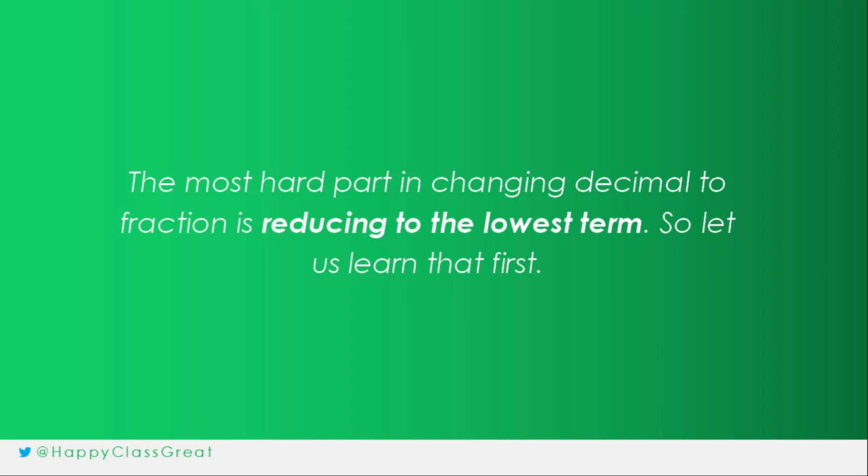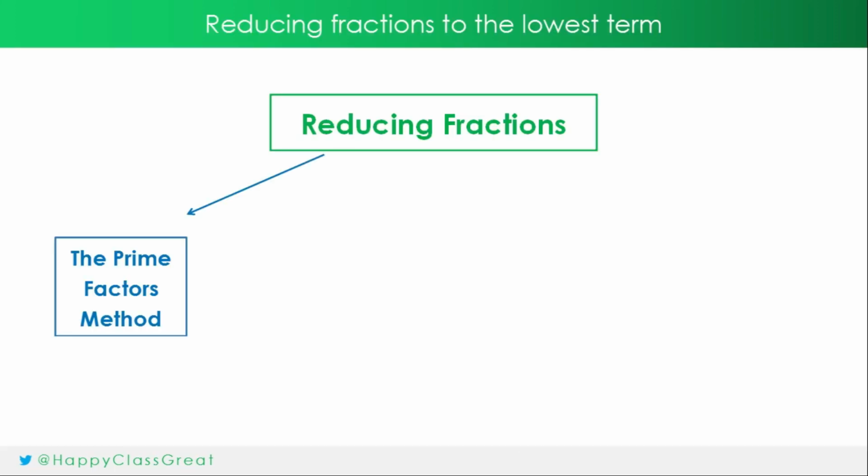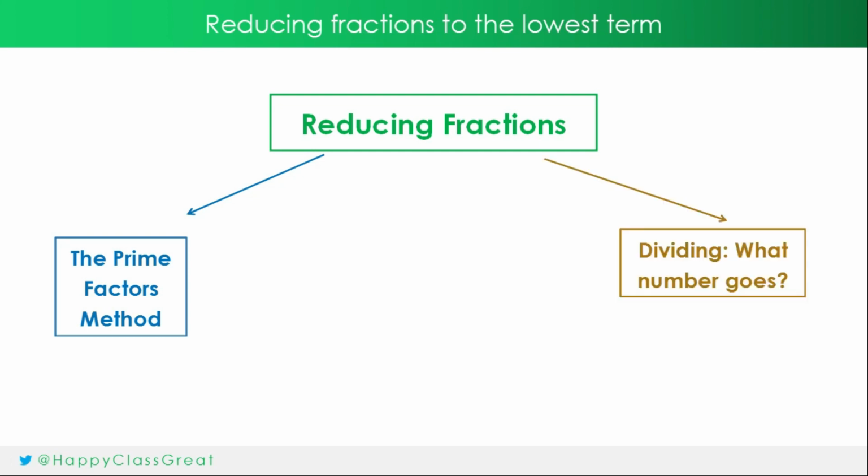The first thing is to understand that we have two methods of reducing fractions to lowest term. You understand? The first method is the prime factors method, and the second method is dividing. Dividing means finding what number goes into something.